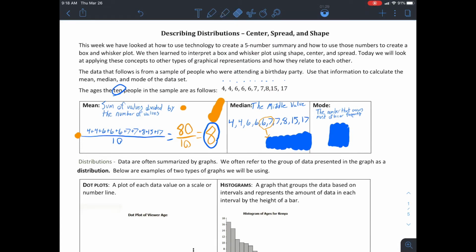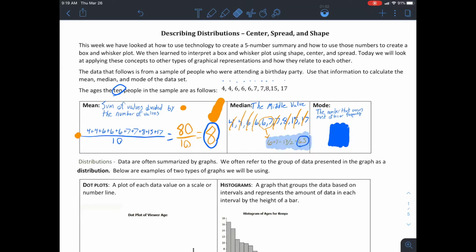Next, we have the median. In order to find the median, we can either use technology or we can order our list from least to greatest. In this case, it already was. Once we've ordered it from least to greatest, cross one off on each side. We're left with 6 and 7.